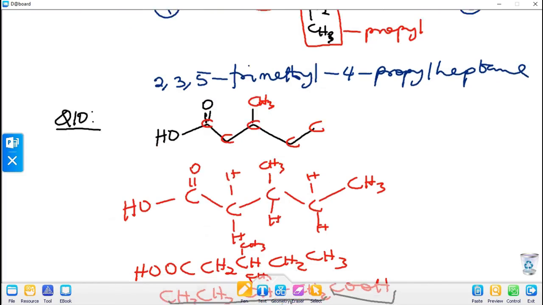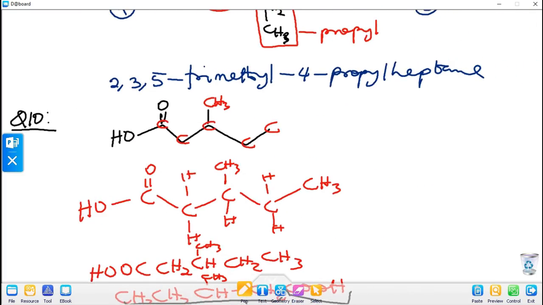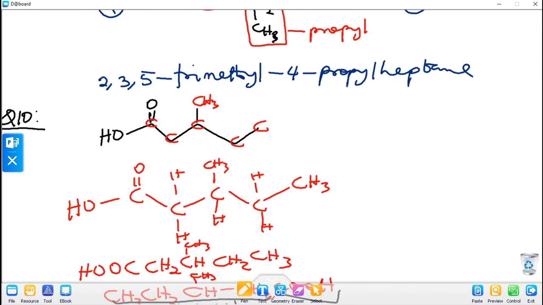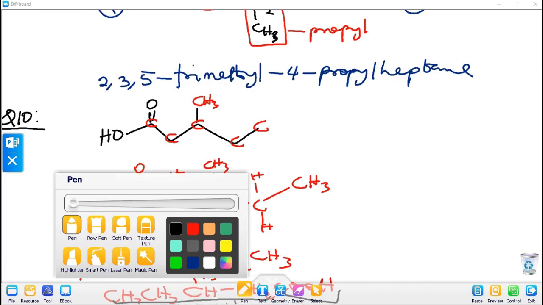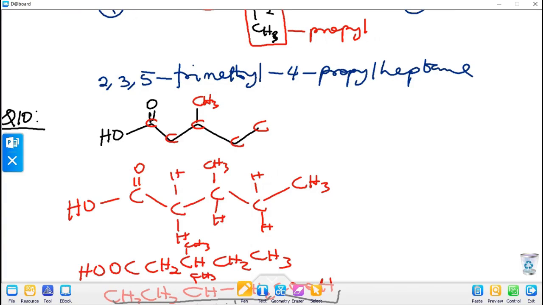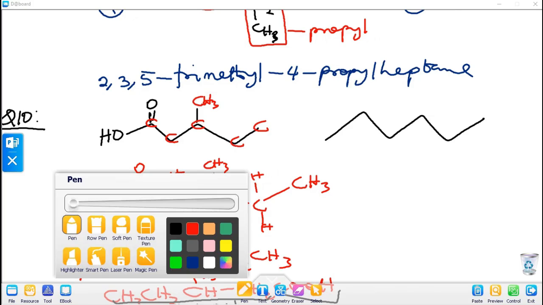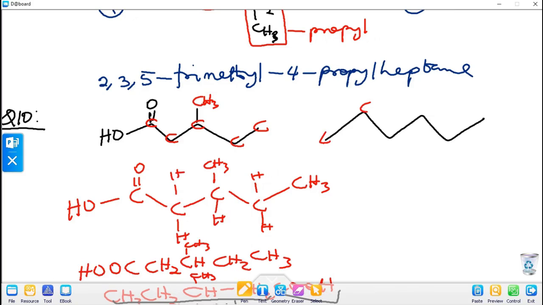When you see a structure like this, this is what we call a seesaw structure. Don't get confused. You only have to know that there is carbon here, carbon there, and carbon there. So you only have to put the hydrogens that should be attached to them to make a complete 4 bonds for each of the carbon atoms.